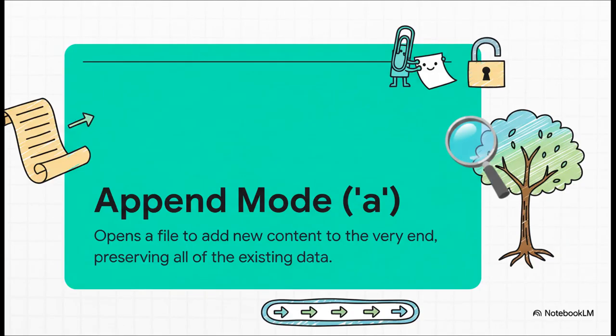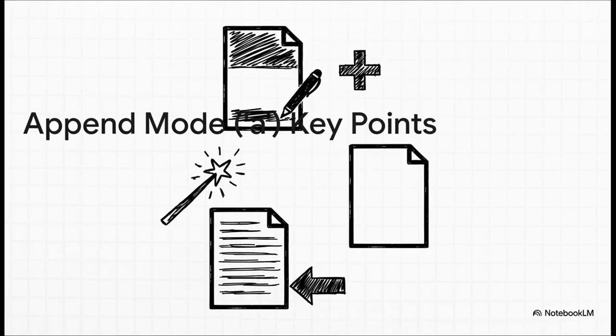Okay, so you're probably wondering, how do I add stuff to a file without nuking it? Well, that is exactly why we have our third hero mode, A for append. It's the safe way to add new info. See, unlike write mode, append mode totally respects what's already there. It finds the very end of the file and just starts adding your new stuff right there. And just like write mode, it'll create the file for you if it doesn't exist.